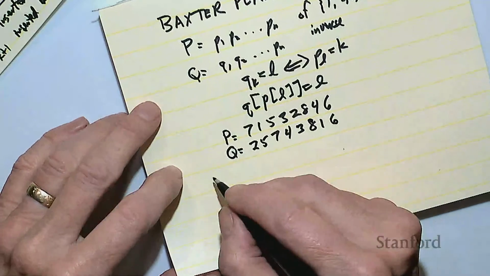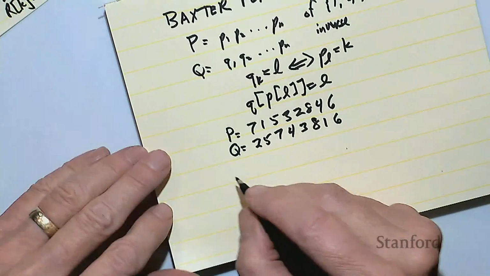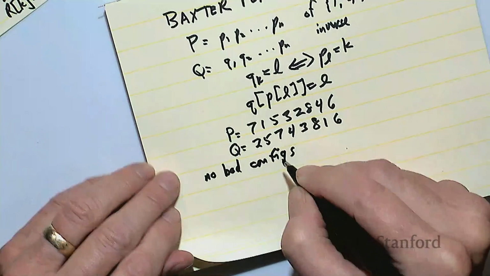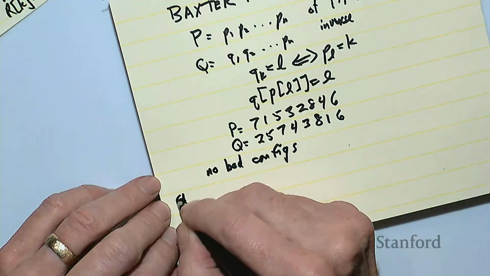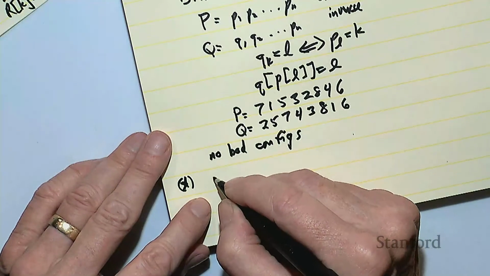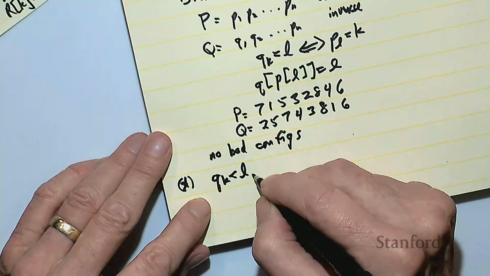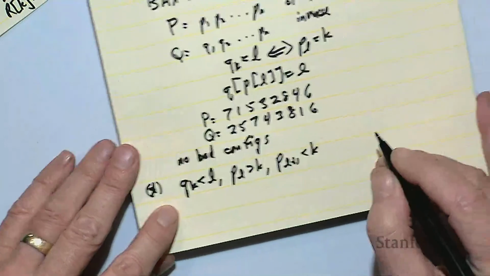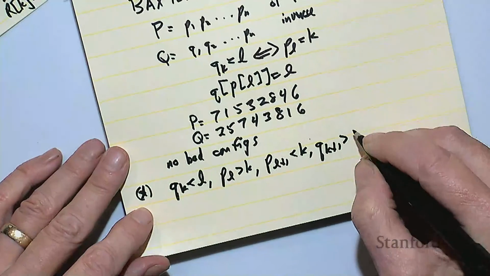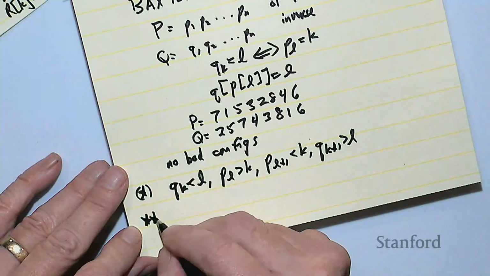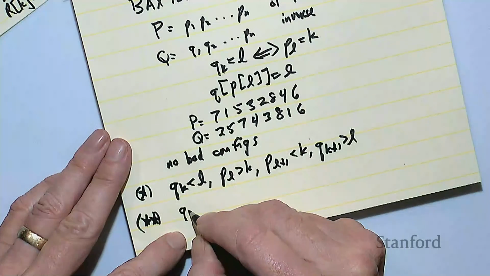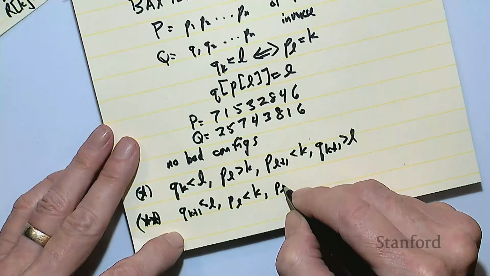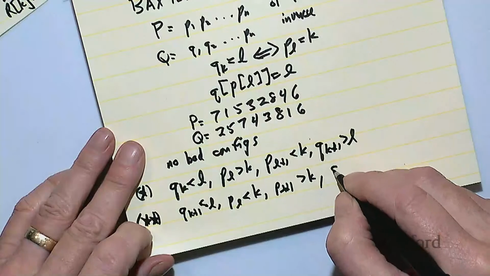I told you what permutations are, but I haven't told you what Baxter permutations are. A Baxter permutation has no bad configurations. The first kind of bad configuration, formally, is Q K is less than L, P L is greater than K, and P L plus 1 is less than K. This looks very scary, but I'm going to explain why it's actually not scary at all. You look it up in Wikipedia and it'll tell you this definition. And then there's a second case which is bad, and that is Q K plus 1 less than L, P L less than K, P L plus 1 is greater than K, and Q K is greater than L.